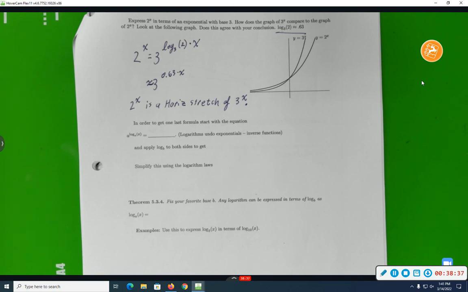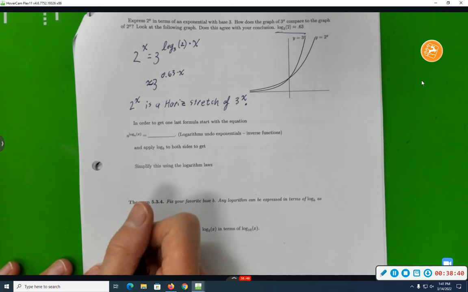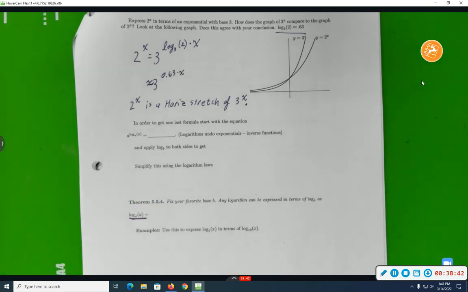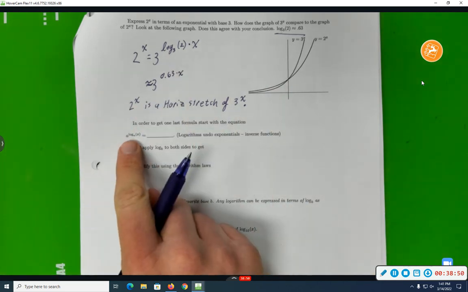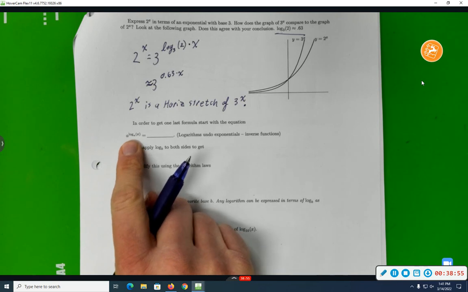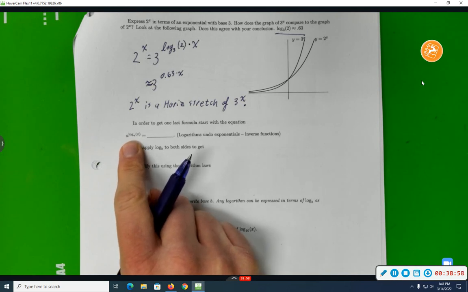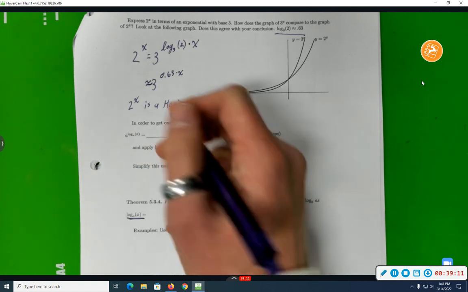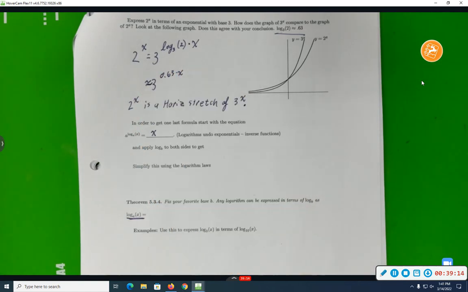So there's one last formula I want to do. I want to say there's some way of taking a log that you know and using it to express absolutely any log. So let's do that. So let's start with this. What is a to the log base a of x? Remember, logs and exponentials undo each other. Should be exactly x.